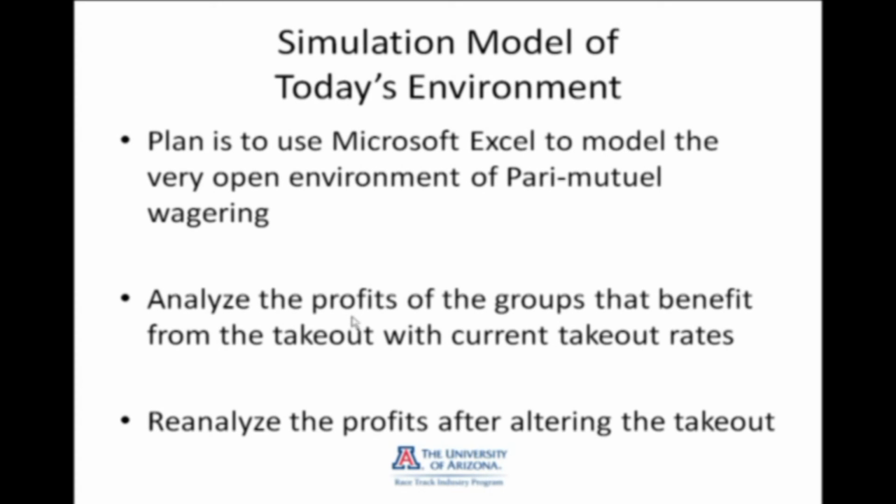So what I really want to do is try to build a simulation of today's environment. Now, I have a lot of Microsoft Excel skills to be able to do this, and I think I can achieve the Excel side of this. But what I want to show is that if there's no correlation between these bets, and you change the takeout rates, you analyze the profits that go to the racetracks, the horsemen and the state before you change the takeout, then reanalyze all this after you've altered the takeout. When I say alter, I have about 4 different ways I want to do that.